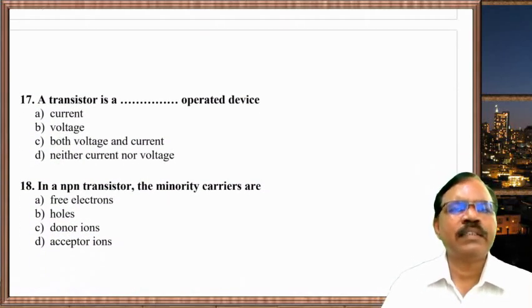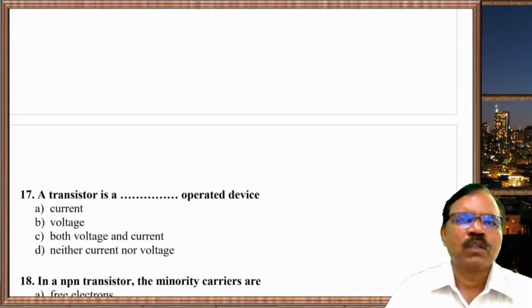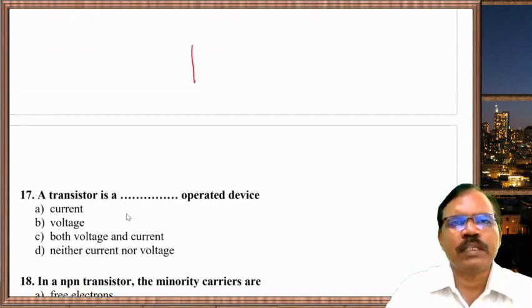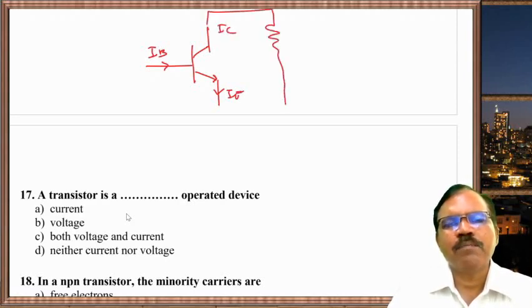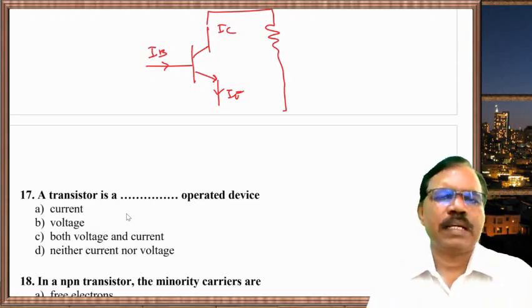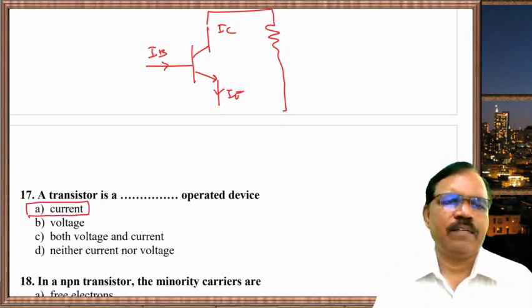Now a transistor is a current operated device. So if we take any transistor, suppose we take NPN transistor, when we want to see working of this transistor, we take base current, emitter current and collector current, and then on the basis of those currents we find voltages. So it is a current operated device.